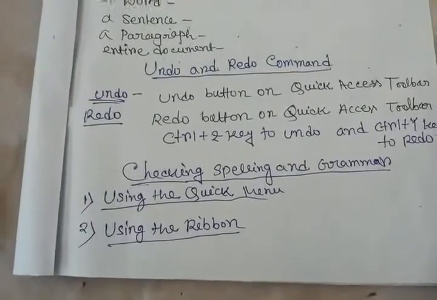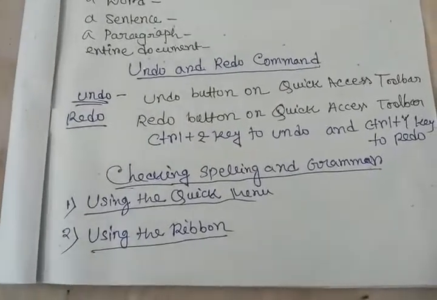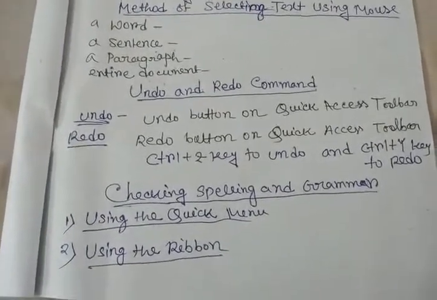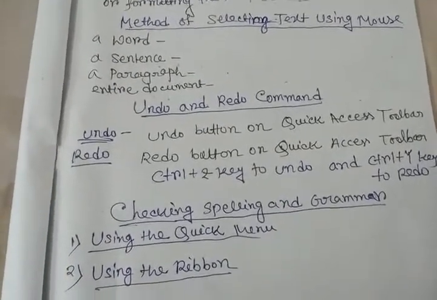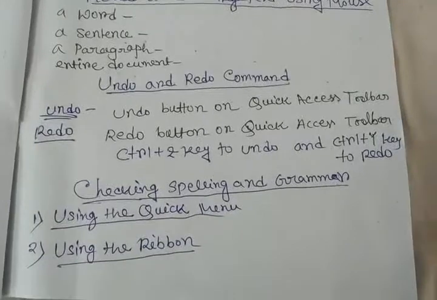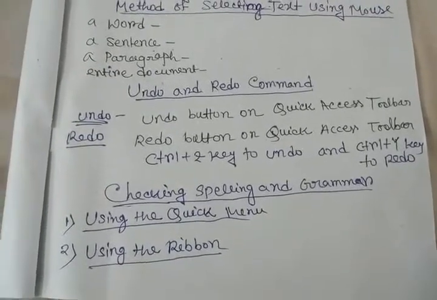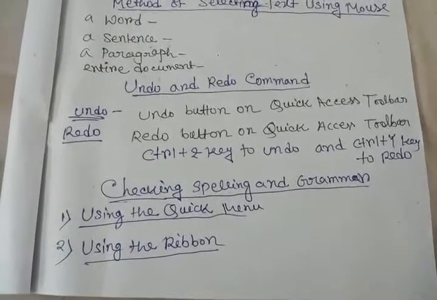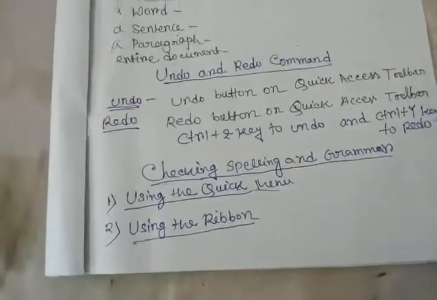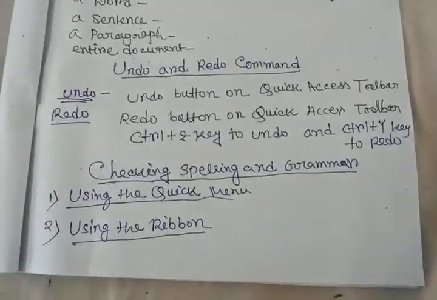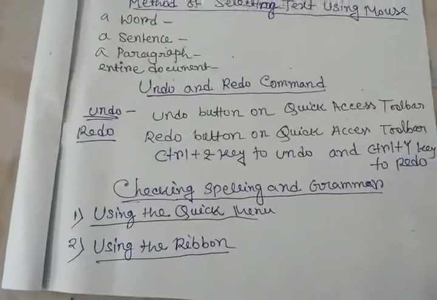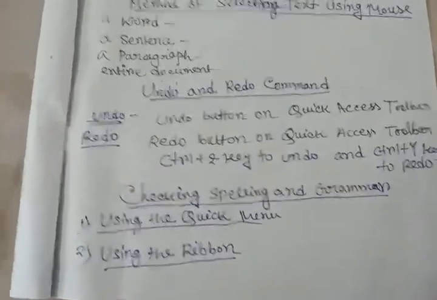Now we will read about checking spelling and grammar. MS Word has a built-in dictionary and set grammatical rules to check the document. Grammatical errors are indicated with a green line and misspelled words are indicated with a red line under them. After correction, the line disappears. We can correct the mistakes in 2 ways. One is using the quick menu and another is using the ribbon.